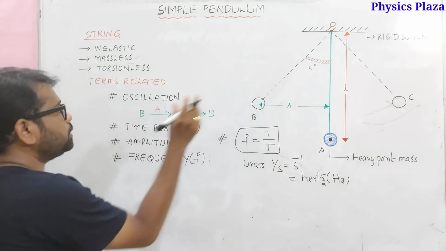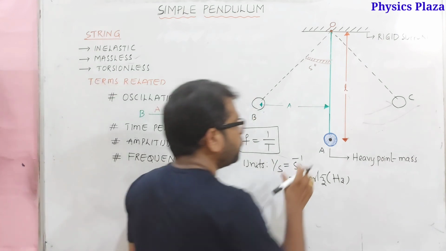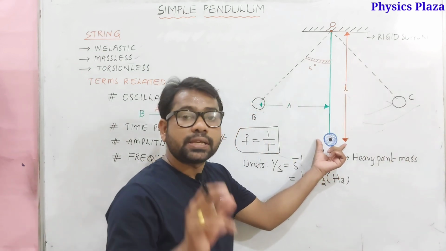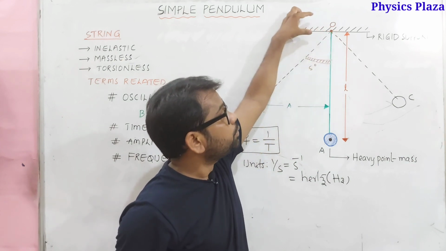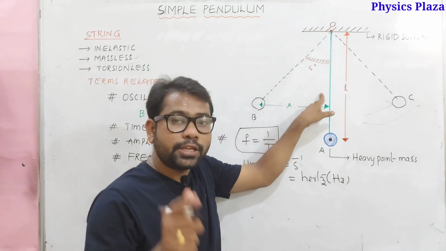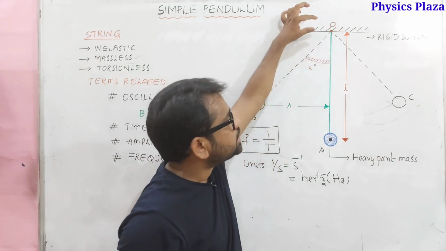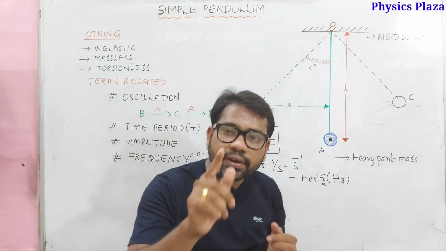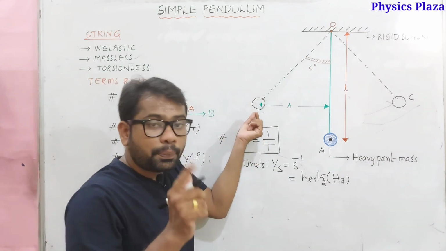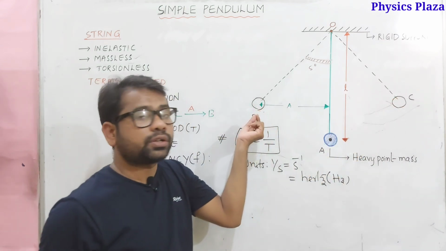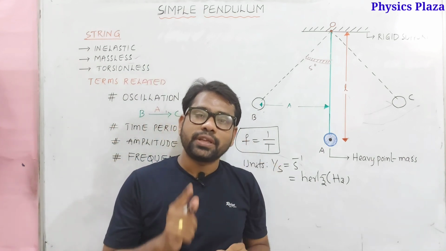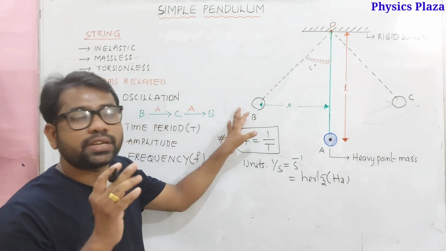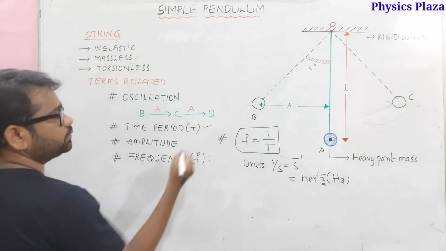So what is a simple pendulum? What are the terms related? Let us recall once again. A heavy point mass suspended from a rigid body by means of a string is called a simple pendulum. The distance between the point of suspension and the center of the bob is called effective length. One complete to and fro motion of the bob of a simple pendulum is called an oscillation. The time taken to complete one oscillation is called time period.